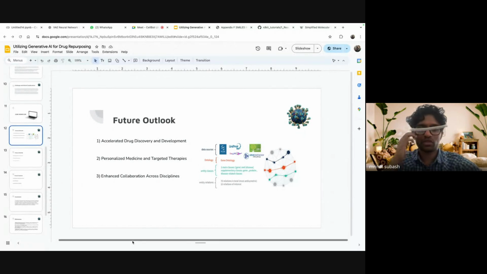So what is the future outlook of generative AI? What does it look like? You can think that with generative AI in the drug repurposing realm, we can think of a lot of advantages that can come about when incorporating generative AI in drug repurposing.